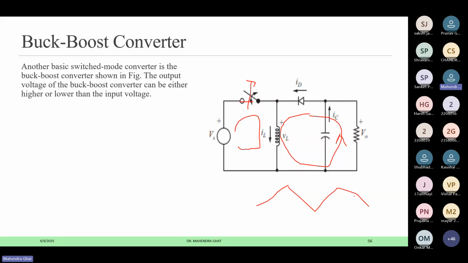So we get the same inductor current, but because of this arrangement, when the switch is closed the current flows in this direction, and when the switch is open the current flows in this direction. Same thing: when the switch is closed and when it is open, we will apply the voltages across the inductor. When the switch is closed, this voltage is applied across this one, whereas when the switch is open, this voltage is applied across this.